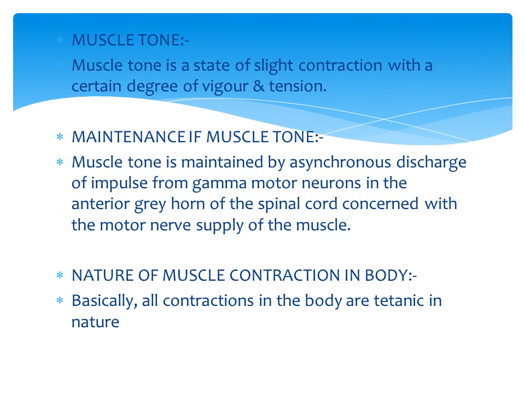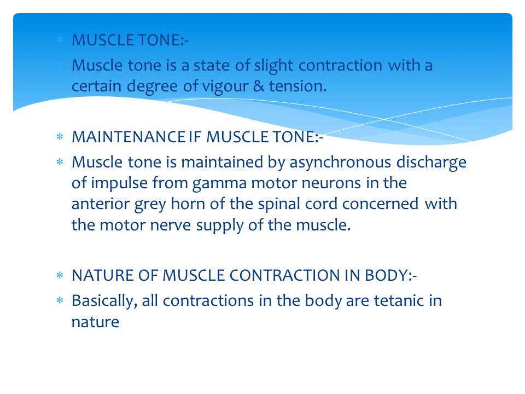Coming to the muscle tone. What is muscle tone? Muscle tone is a state of slight contraction with a certain degree of vigour and tension. All the skeletal muscles exhibit muscle tone. However, it is more marked in the anti-gravity muscles, that are extensors of the lower limb, trunk muscles and muscles of the neck.